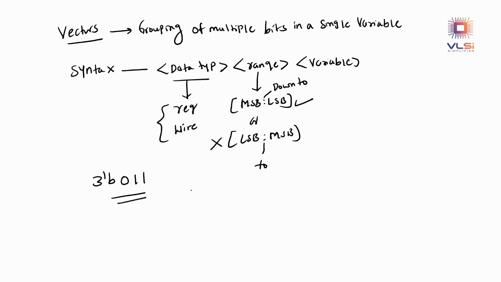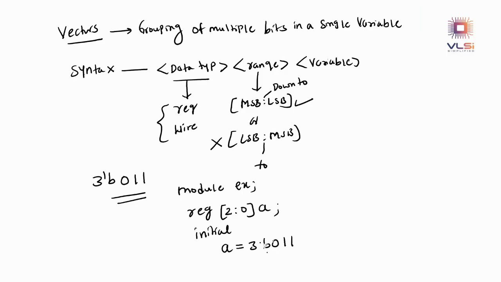Okay, so how can I write this program? That is a module. Let us take one example: module example, reg. I need to use how many bits? 3 bits, no? So reg [2:0] a. Okay, then initial a equal to 3'b011. Okay, and endmodule.